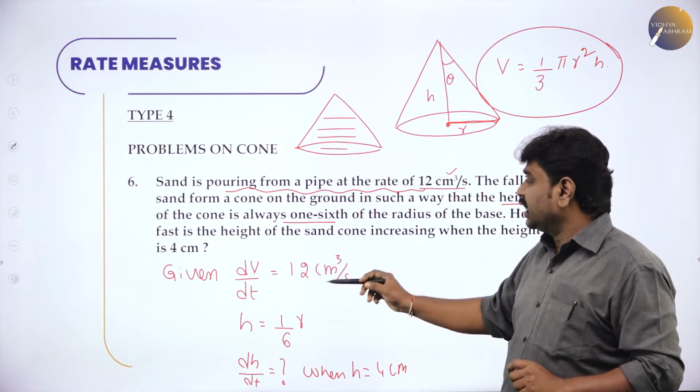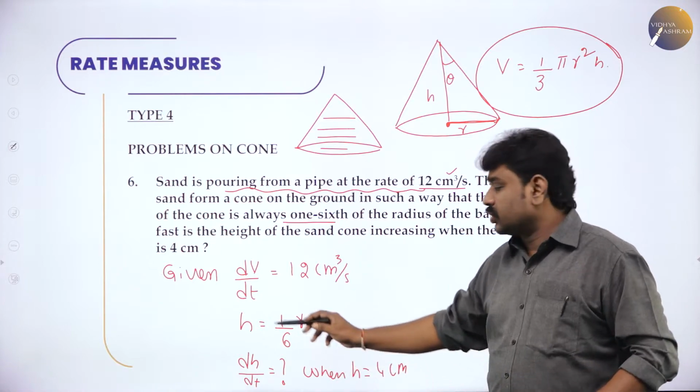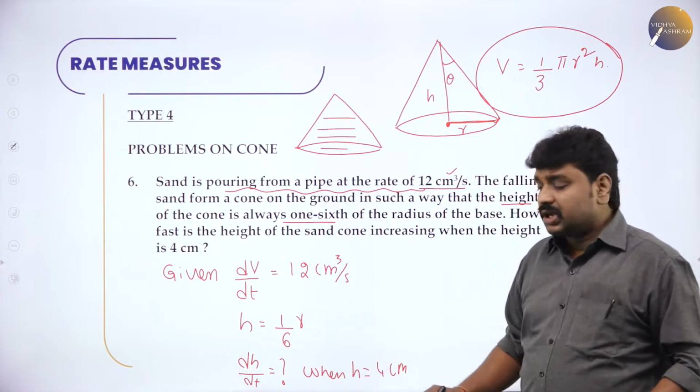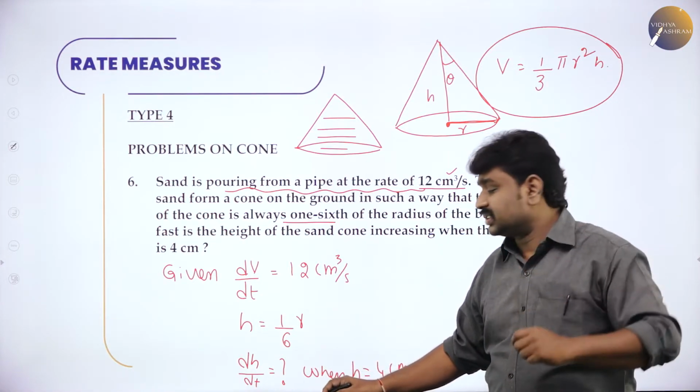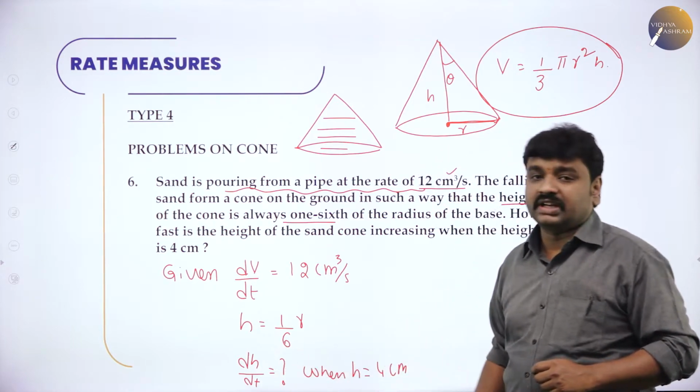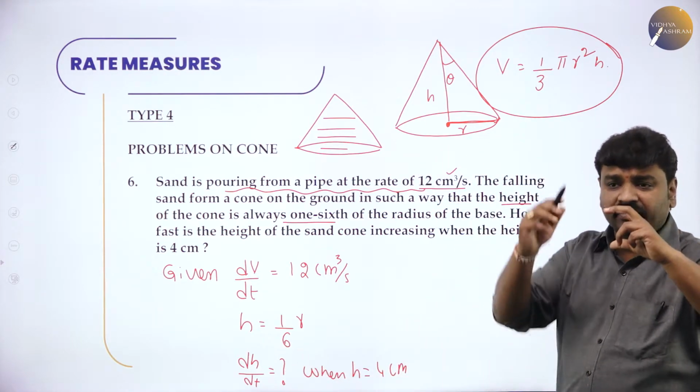ಎರಡನೇದು height is 1/6 the radius. So h is 1/6 r. And they want at what rate height increases. So dh/dt ಎಷ್ಟು ಅಂತ ಕೇಳಿದ್ದಾರೆ. ರೇಟ್ ಆಫ್ ಚೇಂಜ್ ಆಫ್ ಹೈಟ್ ಅಂದರೆ d/dt of h.